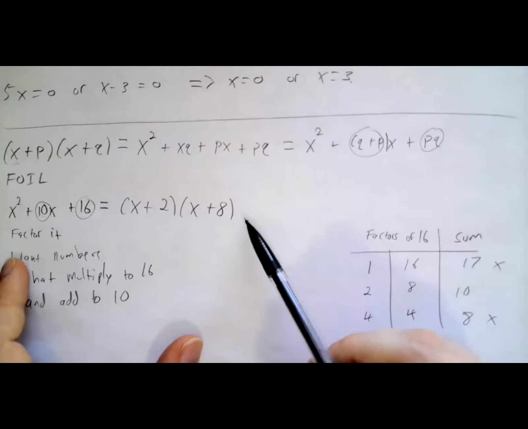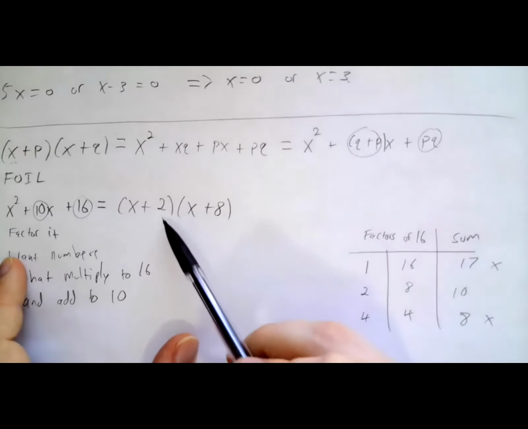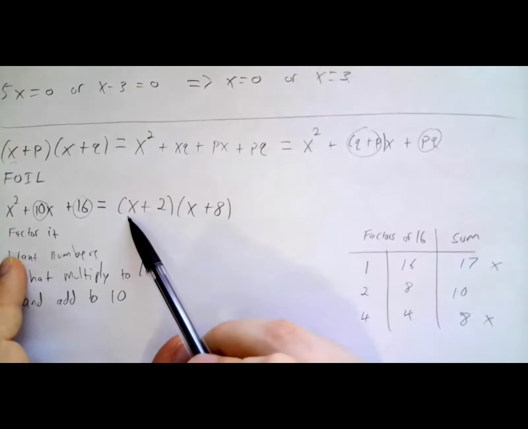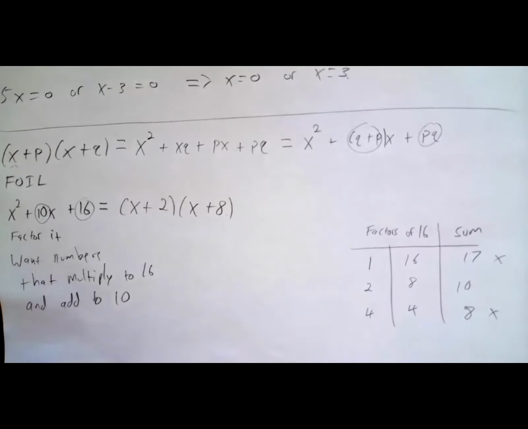And you can check your work. If you FOIL this out, you'll get x squared plus 2 times x plus 8 times x plus 16. So it really does scan. It really does check out and work. So are there any questions or comments about that?